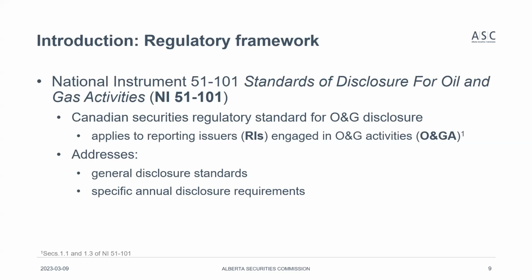So now we're going to get into the regulatory framework, which is important, I think, to provide context to everything that comes next throughout the session. So National Instrument 51-101, we're going to refer to that as NI 51-101. It is the regulatory standard for oil and gas disclosure within Canada, and it applies to reporting issuers that are engaged in oil and gas activities. So we're going to use that acronym. You'll see that throughout the slides here, oil and gas activities.